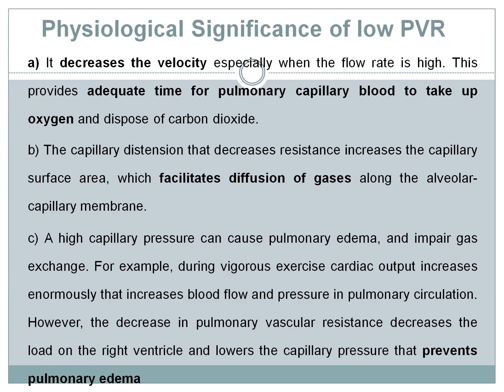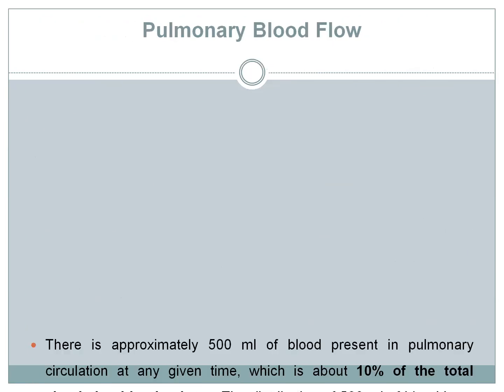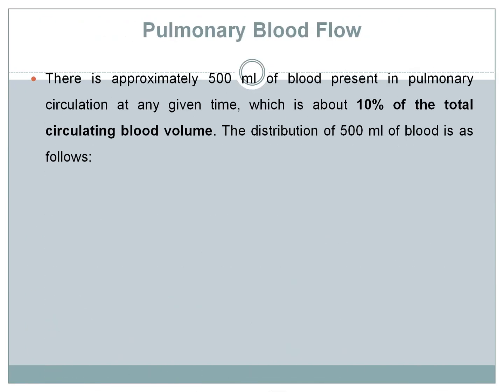Again, it is very important because so many times complicated, serious patients come to you, and the main reason for this is that pulmonary edema is very commonly seen. So this particular physiological activity of the low resistance is lost in these cases. Normally also during vigorous exercise, these things can happen, but they are prevented due to the low resistance. Coming to the pulmonary blood flow. So these were the peculiarities which we were discussing, and the importance of the low resistance.